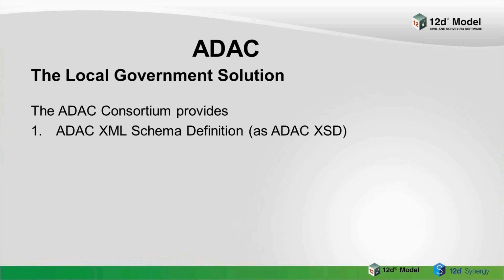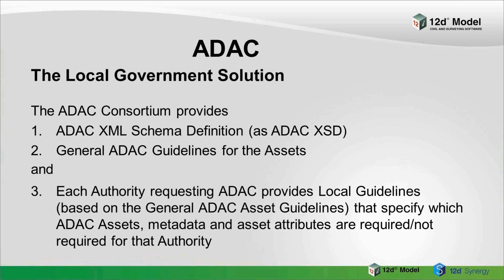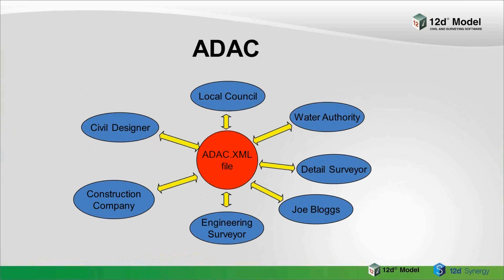So what they've done, they provide the ADAC XML schema definition, which is called an XSD, so that says exactly what's in there, the general ADAC guidelines for the assets, and each authority who is asking for it then has their local versions to say what data in there they want and what they don't want. So basically with this one file format, anyone who can read it can transfer data around.